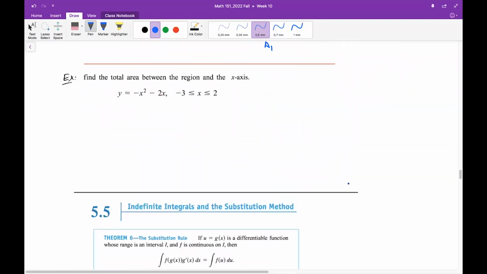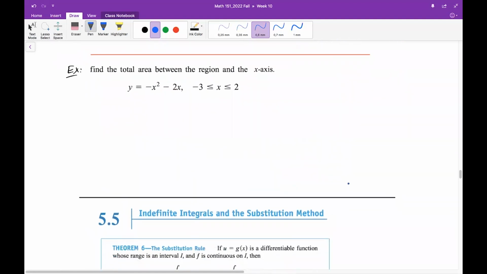This will be the last example in this lecture video. Find the total area between the region and the x-axis. Okay, let's try to find that. First of all, I think we should draw it, right?